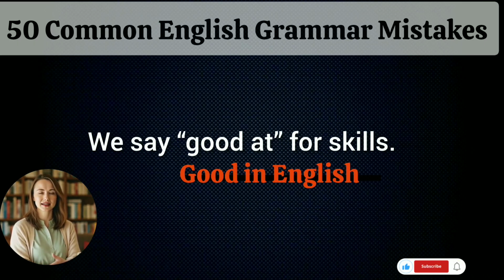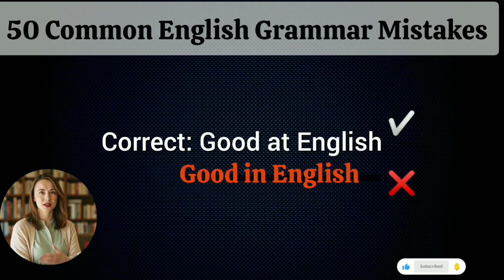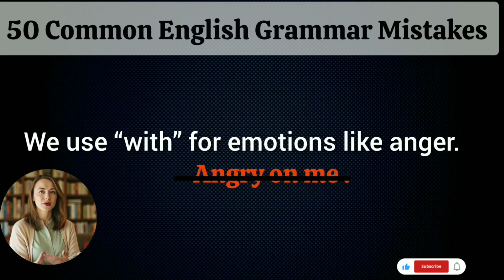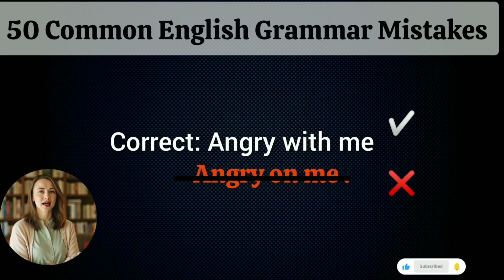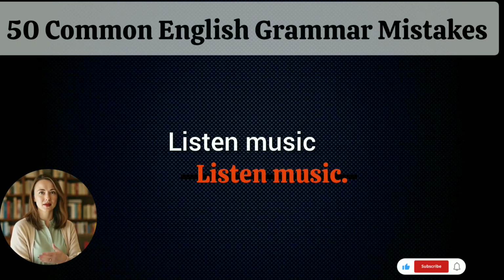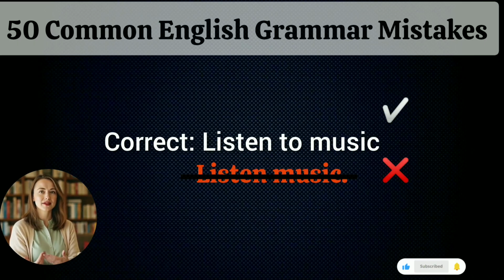"Good in English." We say good at for skills. Correct: Good at English. "Angry on me." We use with for emotions like anger. Correct: Angry with me. "Listen music." Listen to. Correct: Listen to music.